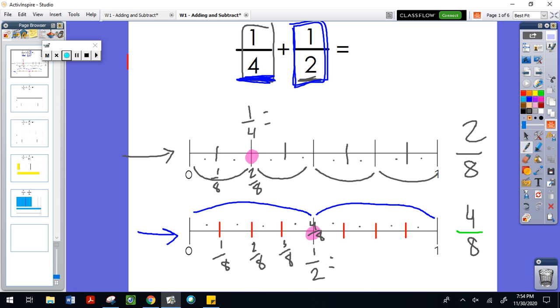Now, all I have to do is take these two fractions that have a common denominator and add them together. So 2/8 plus 4/8 gives us 6/8. So we now know that 1/4 plus 1/2 is equal to 6/8. All right, so let's look at another one.